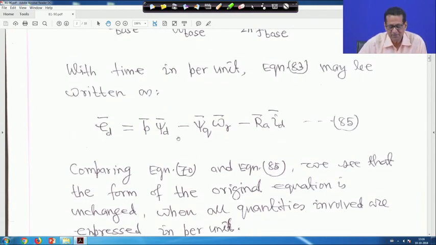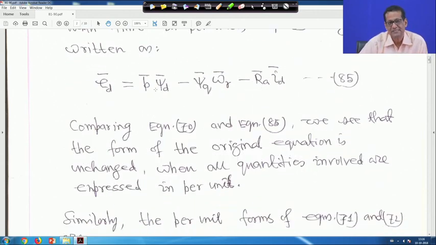Ed bar is equal to P bar psi d bar minus psi q bar omega r minus R a bar I d bar. These are all per unit values. Bar means per unit values, but throughout our analysis we will only study time in seconds, right? But this is a representation of time in per unit.